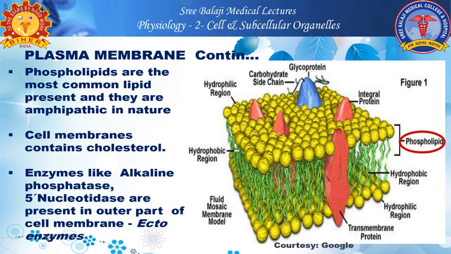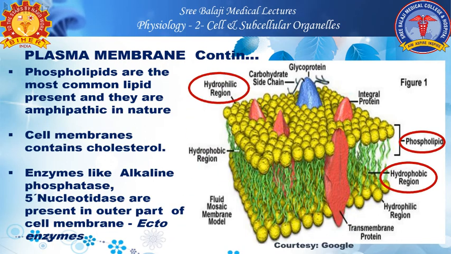So the plasma membrane, you saw, follows the fluid mosaic model, with an inner hydrophobic and an outer hydrophilic layer. Cholesterol and phospholipids are the constituents of the plasma membrane, and they are selectively permeable. Ectoenzymes are present on the external side of the membrane. So it is semi-permeable and allows certain substances to pass in and out of the membrane. Only regulated traffic, that's called selectively permeable.